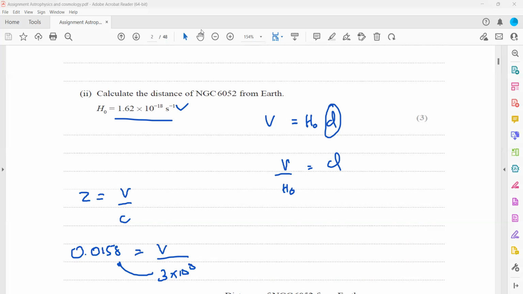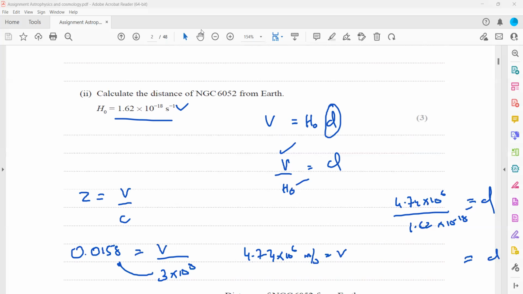This is divided, so the other side will be multiplied. This will give us the speed of the galaxy, which is 4.74 times 10 to the power 6 meters per second. That's the speed of the galaxy. So we have the speed of the galaxy and we have Hubble's constant, so we can work out the distance. So 4.74 times 10 to the power 6 for the speed, and the Hubble constant is 1.62 times 10 to the power minus 18 per second. This will give us the distance, which is 2.93 times 10 to the power 24 meters.